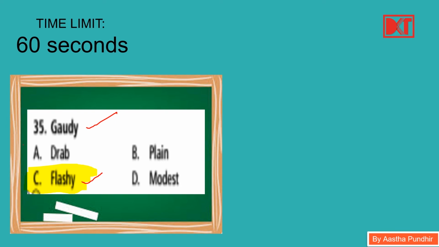The other words, drab, plain, modest, usually refer to something that is dull and simple. Like drab means something that is just very dull. Alright. Then plain and modest. These are synonyms of each other, but they are antonyms of gaudy and flashy.